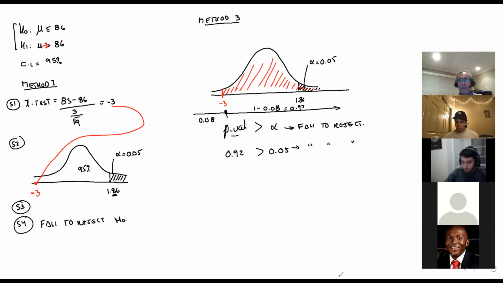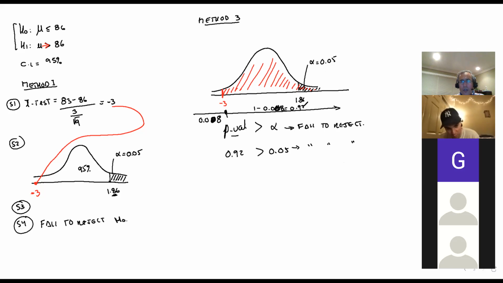Hi, Professor. It's supposed to be 0.08, and the p-value is 9. This one. Yeah, sorry. So this is equal to 0.9902, something like that. 0.9914. Something like that. 0.9914. Thank you. Make sense to everyone?